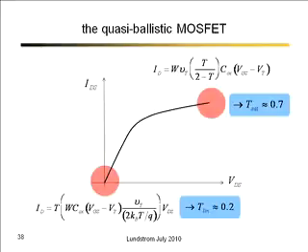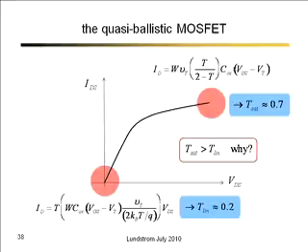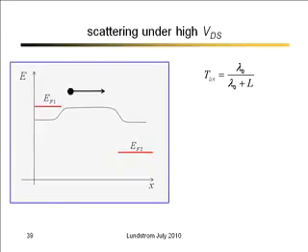There are many more mechanisms that they can scatter by. There are many more states they can scatter to. If anything, it should be less ballistic under high bias. But we find that we get closer to the ballistic limit. All right. How does that happen? All right. We should talk about that. So to do that, we have to discuss scattering under high VDS a little bit.